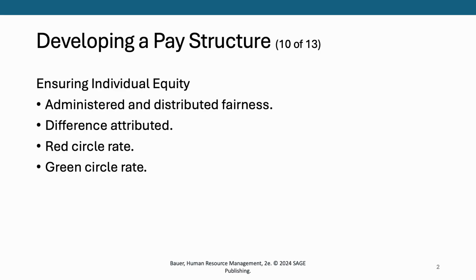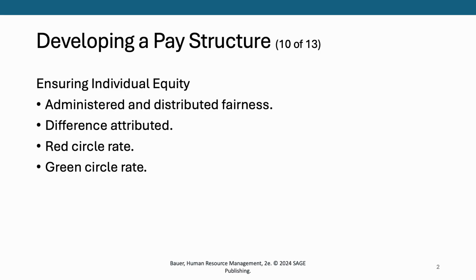Now, remember I said we don't want to pay above the maximum or below the minimum, and that's what red circling and green circling is. So a red circle is any employee who is paid more than the maximum in their range, and that should tell us that either they are ready for a promotion and should be put up in the next pay range, or that they have maxed out what they can make because of the way the range is set up. So perhaps we need to make adjustments to the pay range.